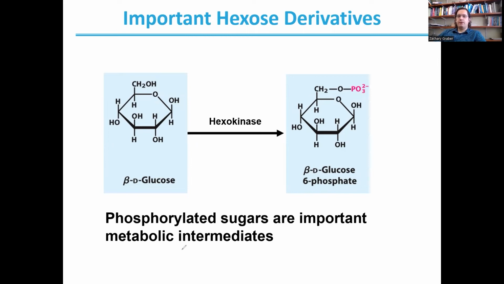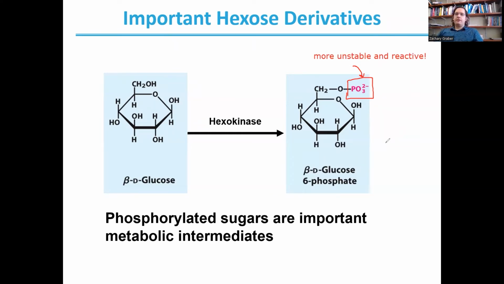Phosphorylated sugars tend to be most important as metabolic intermediates. Now, when we add on a phosphate group to our sugar, there's a couple different consequences of this. The first is that it often creates a higher energy molecule overall, right? So when we have this large negative charge from our phosphate group, it destabilizes our molecule. So this enables our molecule to react and then potentially produce ATP for our cells to use for energy.